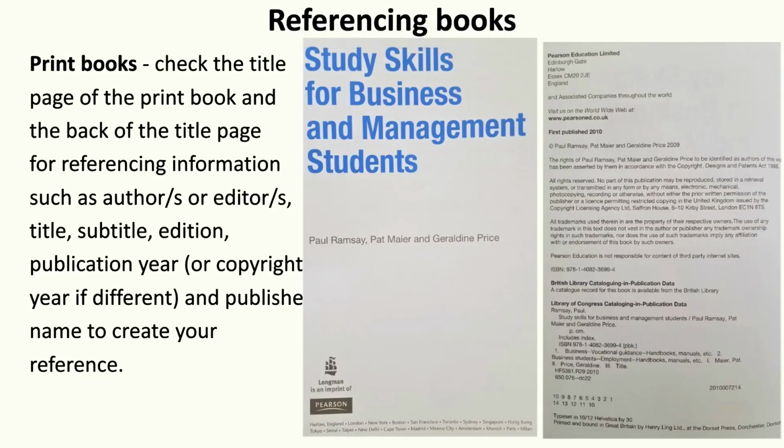If you have to reference a print book, here is an example of where you would find the information to create your reference. You'd find the title on the title page and the author's names, as well as usually the publisher name. However, if it isn't clear from the title page, you might also find the publisher details on the back of the title page. This is where you'd also find the year of publication for that book.